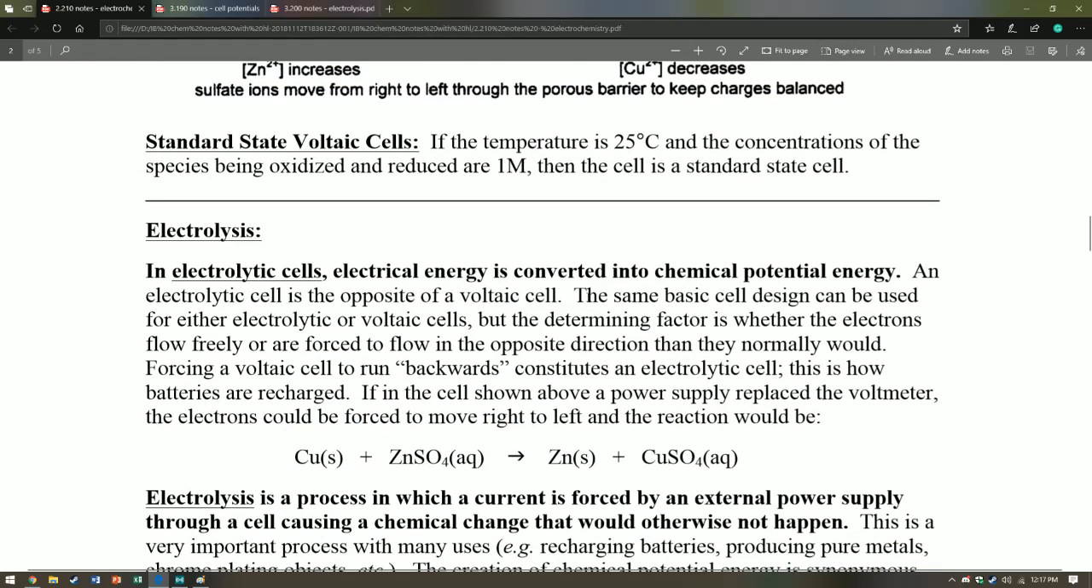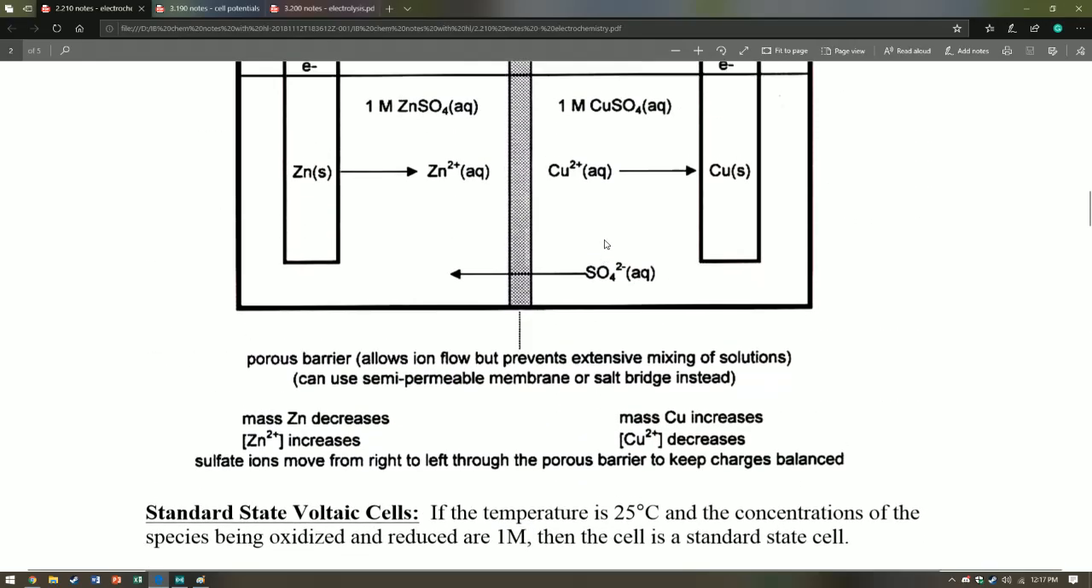Standard state voltaic cells are voltaic cells that are at 25 degrees centigrade and have concentrations of 1 molar of each of the things on both sides. So that's the last thing I want to cover.